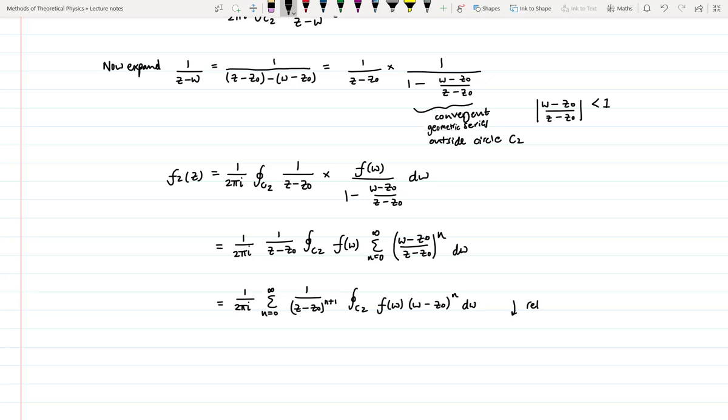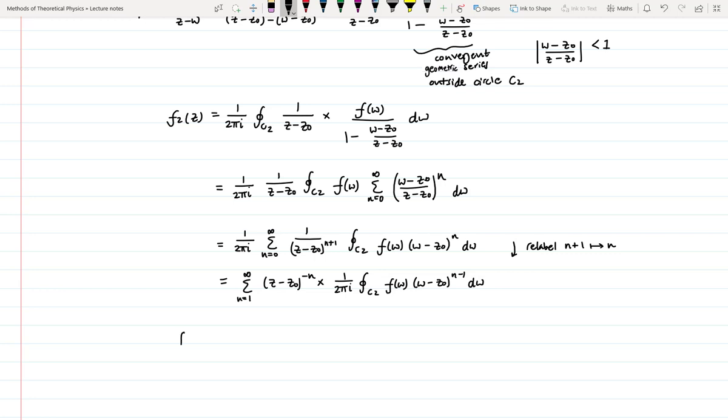We're going to relabel n plus 1 as n. And with that we end up with the sum from n equals 1 to infinity of (z minus z naught) to the minus n times 1 over 2 pi i, the integral along C2 of f of w, and then (w minus z naught) to the n minus 1 dw.